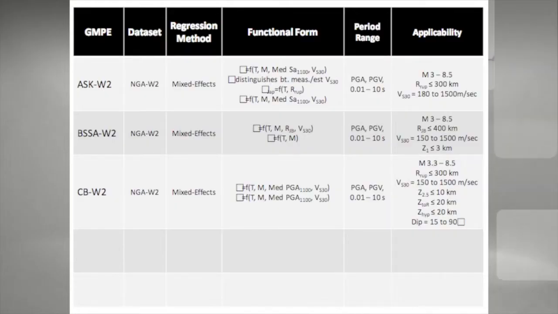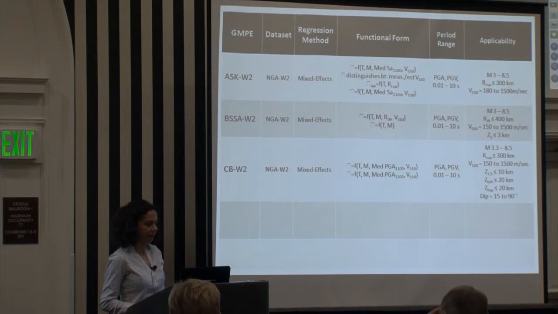Campbell and Bozorgnia used again mixed effects algorithm. Both of their phi and tau are function of period, magnitude, and include the effects of soil nonlinearity.